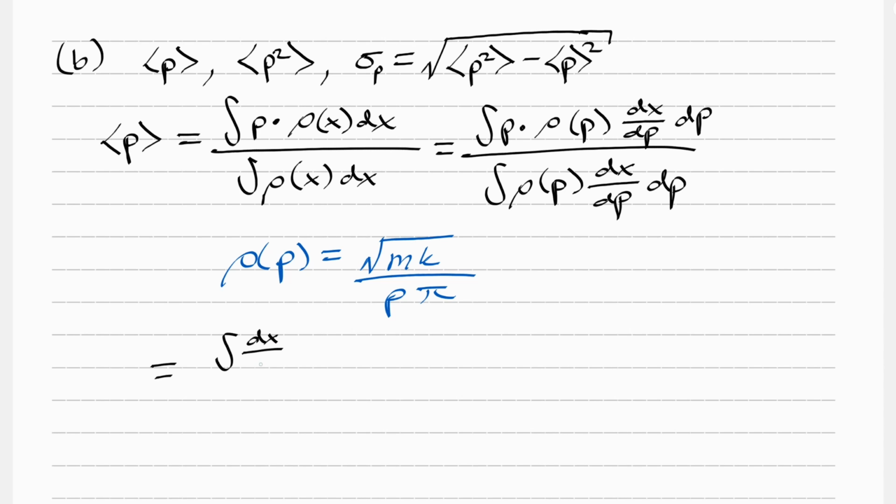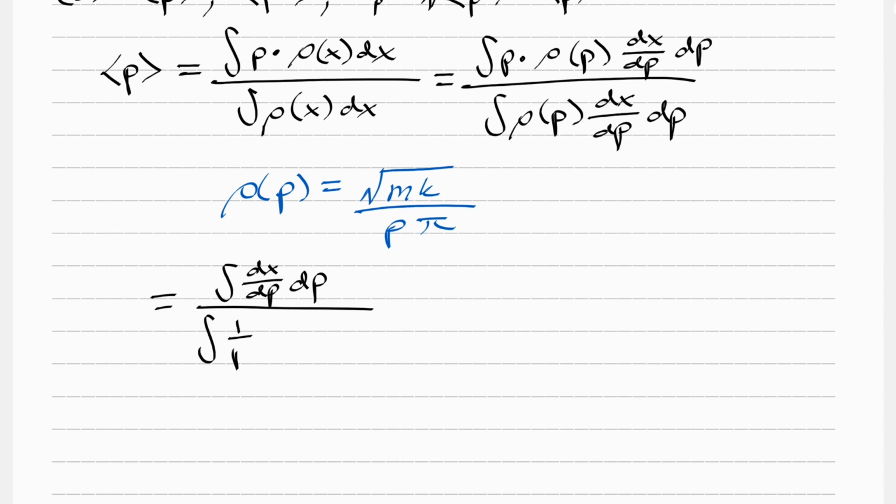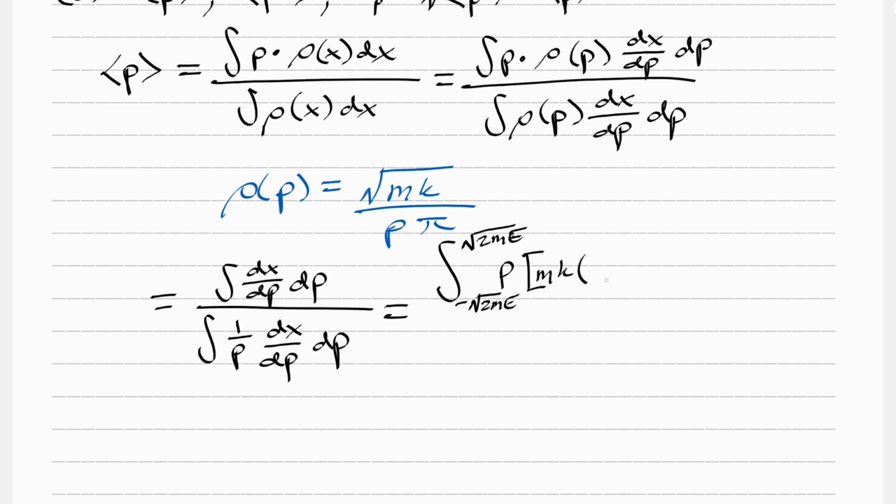dp over the integral of 1 over p dx dp. And so this is equal to, I'm going to write this out, this is going to be a long expression: the integral from minus root 2me to positive root 2me, and then we have the dx dp, so that's going to be p times mk times (2me minus p squared) raised to the minus 1/2 power, and then you have your dp.